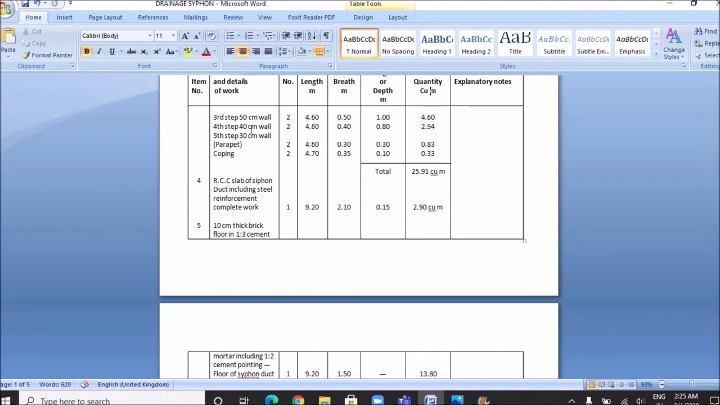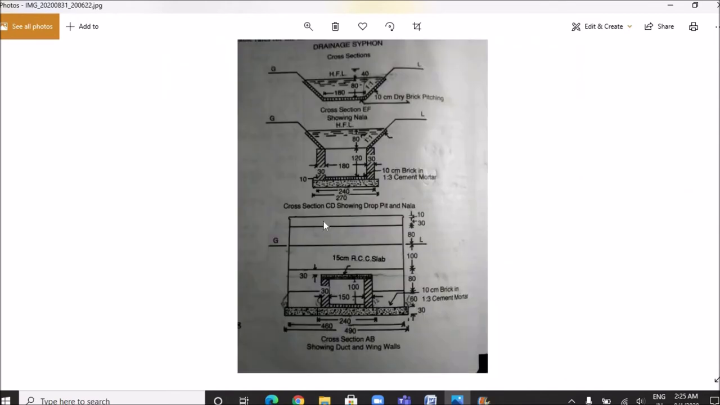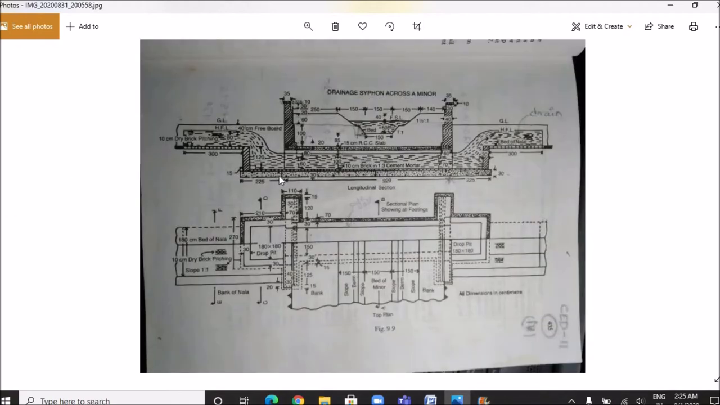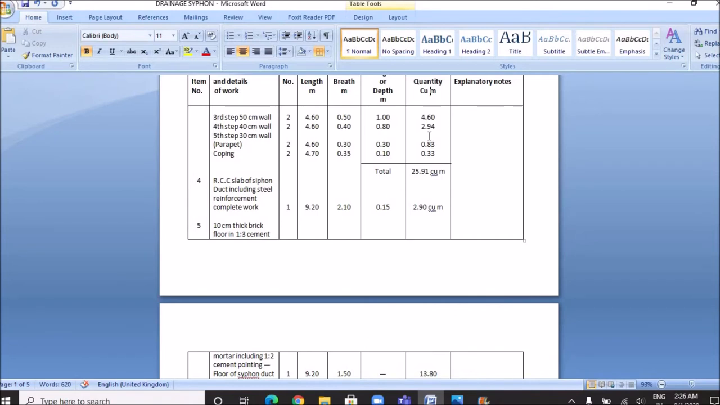For the fourth step of wing wall, which is having a breadth of 40 centimeter, similar case is here also. The length will be 4.6 meter only. And the height will be 80 centimeter or 0.8 meter. And the breadth is 40 centimeter. So the quantity is calculated as 2.94 cubic meter.